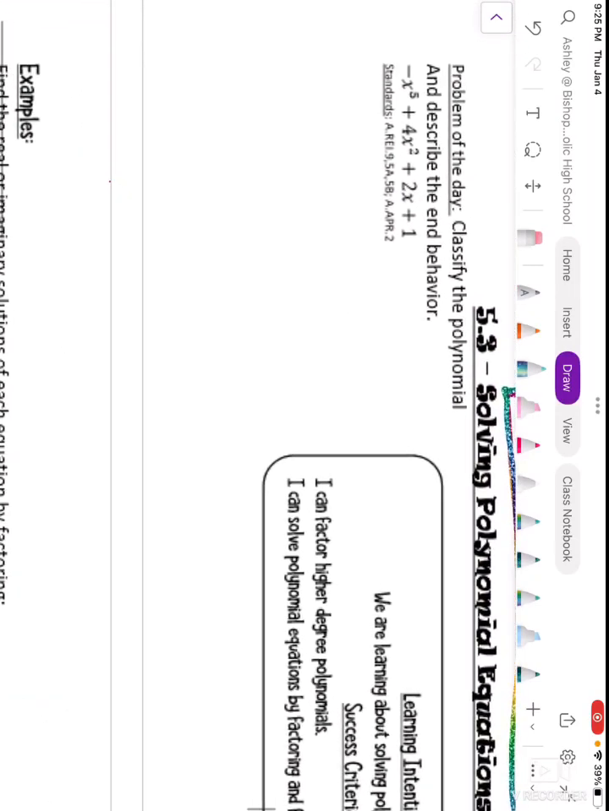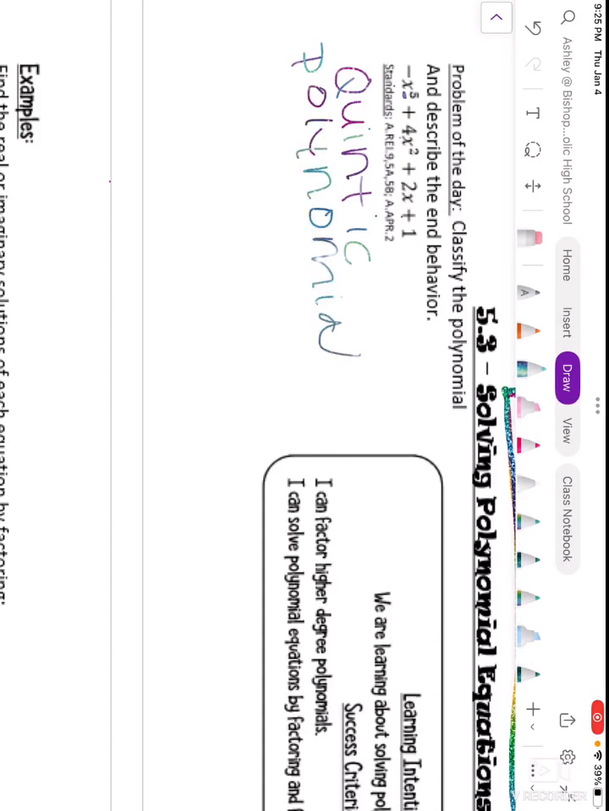So to classify it, our highest degree here is a 5, so that would make it quintic. It has 4 terms, 1, 2, 3, 4. So that does not have a special name. It's just going to be a quintic polynomial. It's not trinomial or binomial or monomial because it has more than 3.